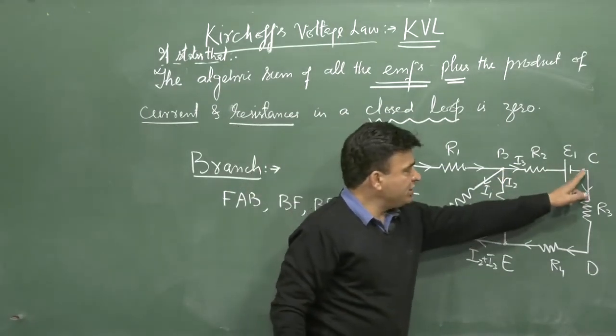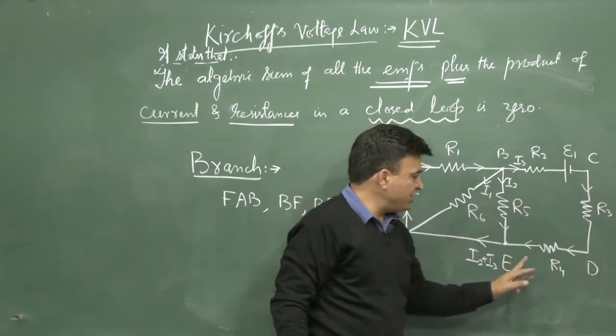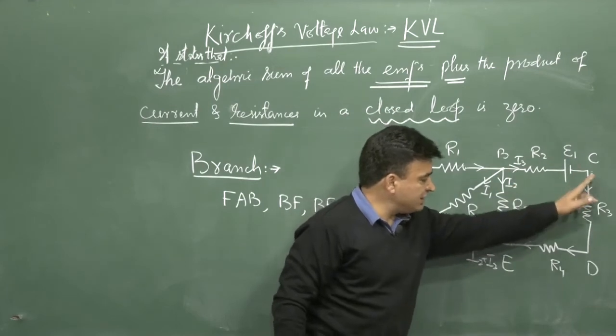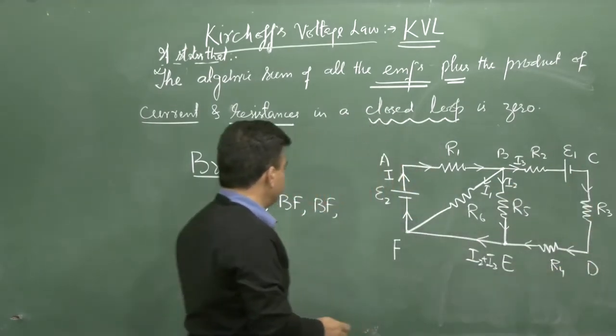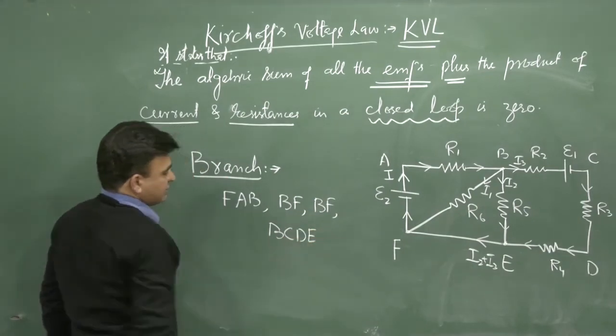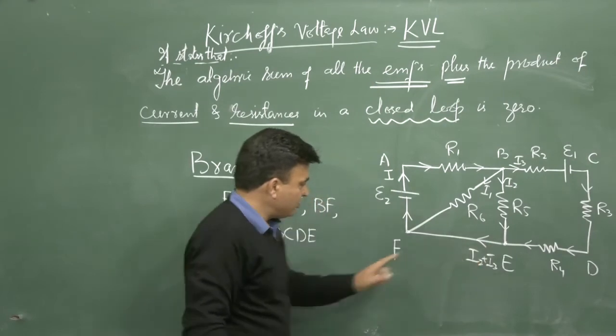B to C, current is I3. C to D, current is again I3. D to E, current is again I3. So in this case, B, C, D, E is also a branch. E, F is also a branch.